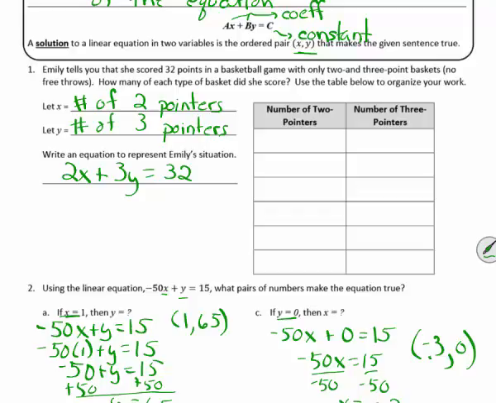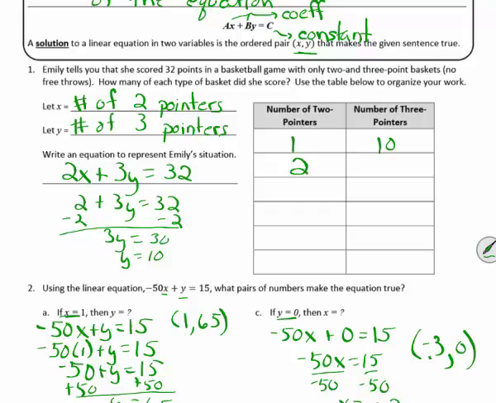So now I'm going to try different combinations of points to see, well, how many of each kind could she have made, right? So let's say she only made 1 2-pointer. All right, let's say that's all she made. So this would then be 2 plus 3y equals 32, and I would have to go through and subtract. So 3y equals 30, y is 10. So if she makes 1 2-pointer, then she can make 10 3-pointers.